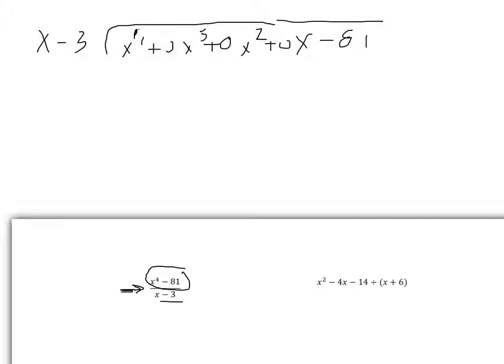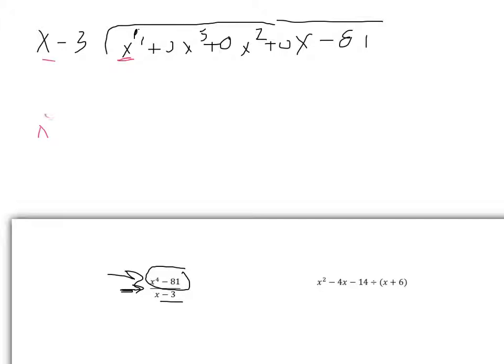So, we just need to have all these powers represented. Because the highest degree term in the numerator is x to the fourth, we need every degree term less than that represented. So once again, when we do this: divide, multiply, subtract, bring down. So first thing we're doing is dividing this by this.